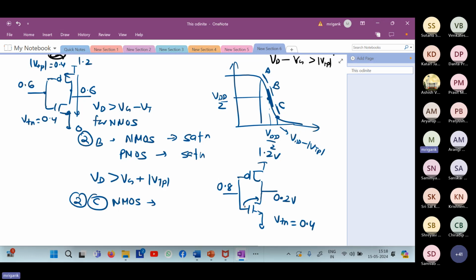For a channel to be formed, we need the gate to drain voltage difference to be greater than VT of the MOSFET. Then only the channel will be formed. Here it is 0.8 volt minus 0.2 volt. Therefore, it is in triode region. So the MOSFET is in triode region because the channel is formed at the drain side. What about PMOS?